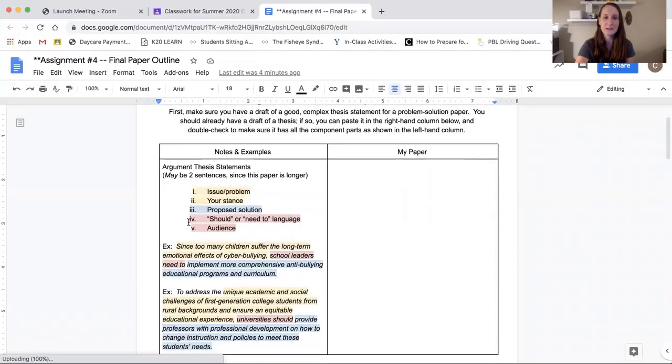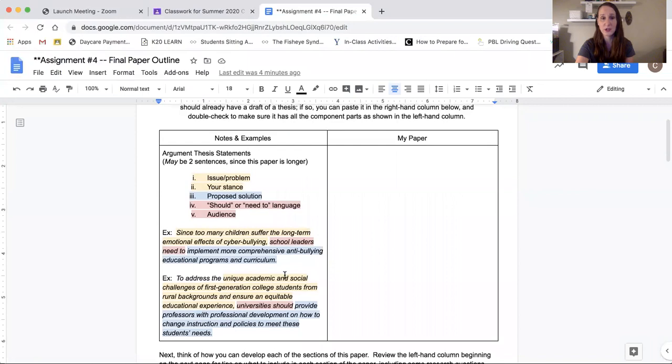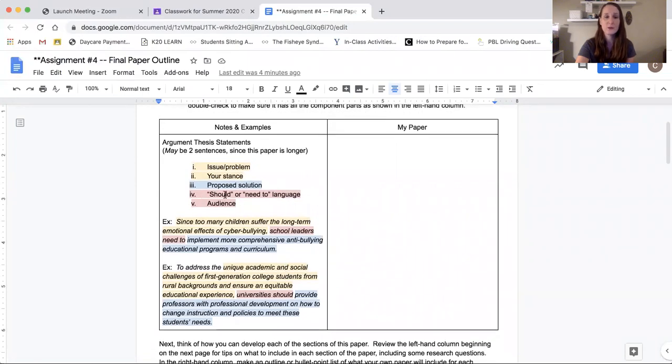First of all, it has over here a thesis reminder, a reminder of how to construct a good thesis for this. It's really important, since this is a problem solution paper, that this thesis is going to have your suggestion in it. So what you suggest we do about this issue. And be really clear on who should be doing this thing. Who is the audience that you're writing to? What do you want from the actual people reading your paper?